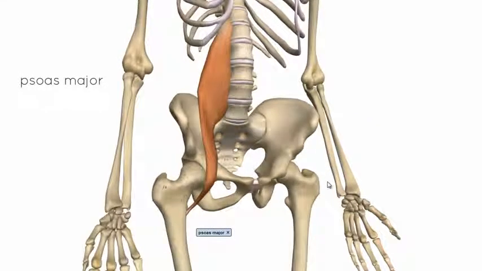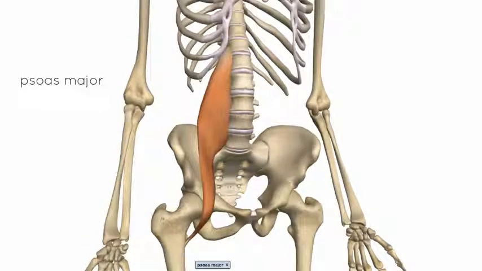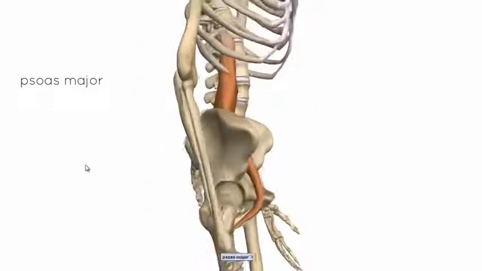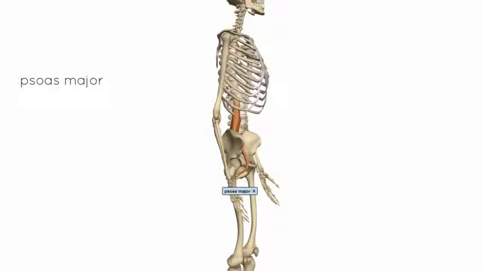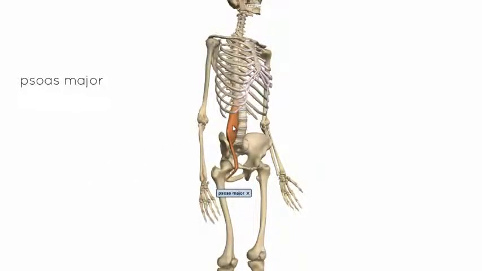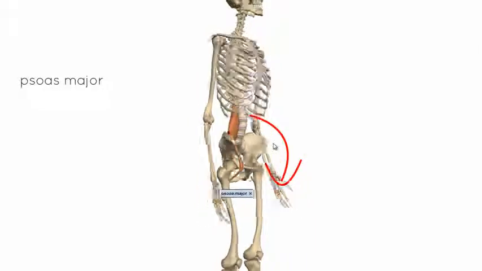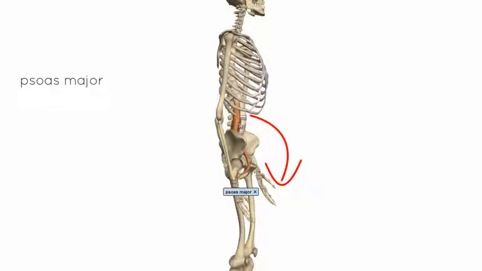And also, in the lying position, if you imagine this model in the supine position, the muscle can act in the reverse way, so it can flex the vertebra. So if it's in the supine position, the psoas major can contract to bring the vertebra up like this. So that's flexion of the vertebral column, rather.